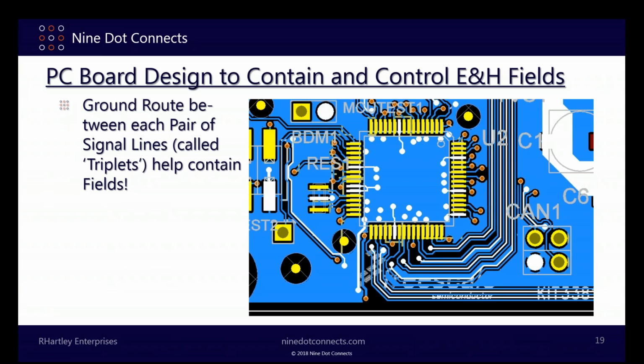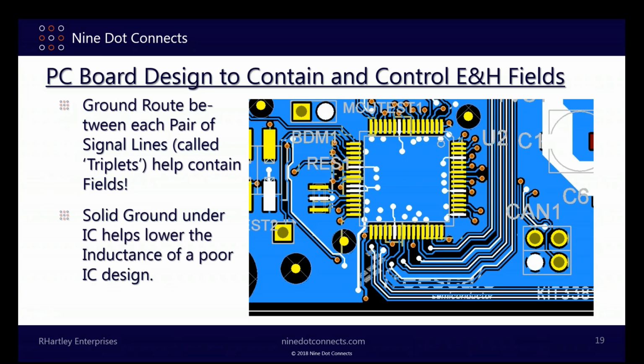Is this an ideal way to do this? No, it is not ideal. If you're ever going to put a guard trace in a circuit, this is far from an ideal guard trace, but it is better than doing nothing. People who do nothing really put themselves in harm's way, and this is much better than doing nothing.